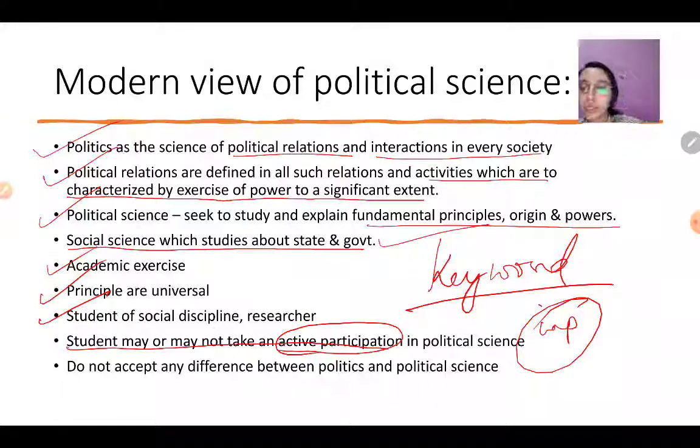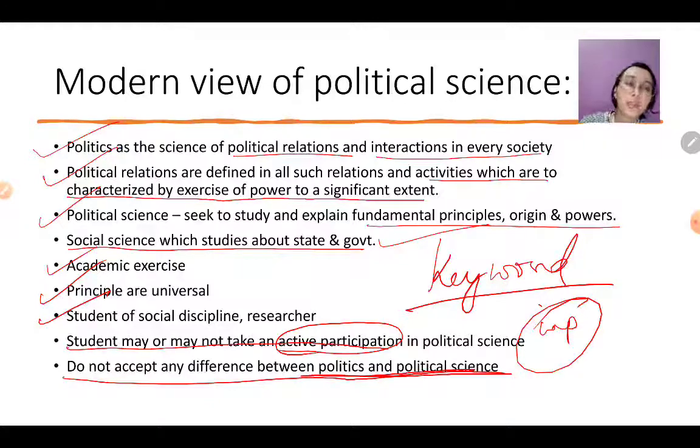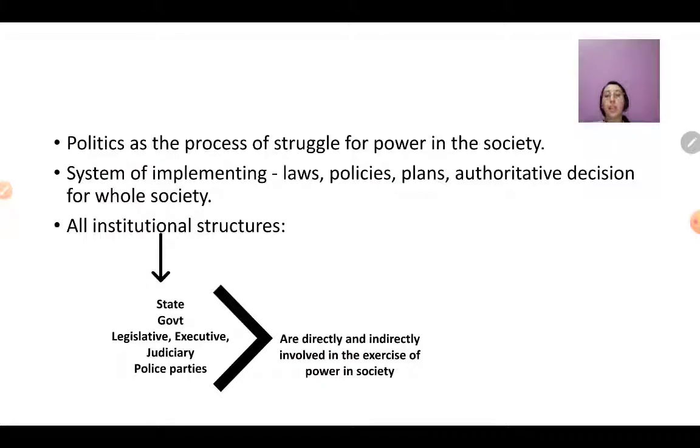So do not accept any differences between politics and political science. Modern political thinkers do not accept any difference between politics and political science, because it's all related to the state and government. More importantly, it is an advanced form of studying political science. Now, what does politics mean according to the modern view?